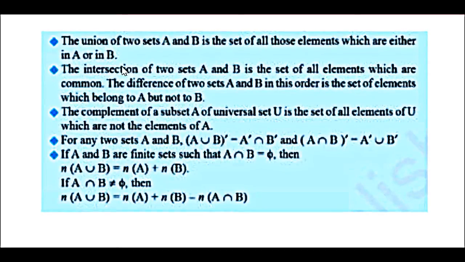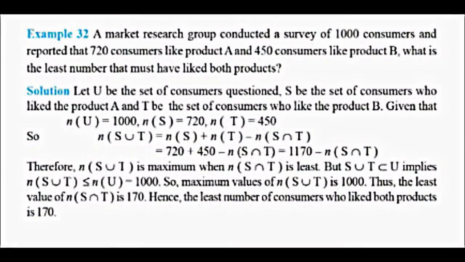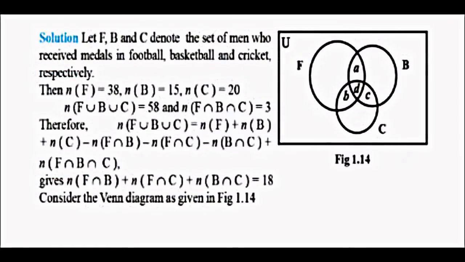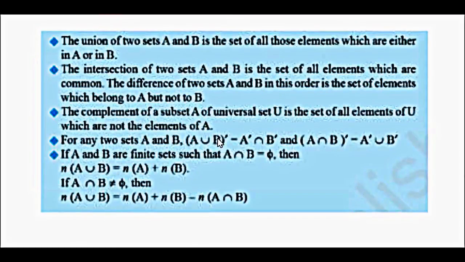The intersection, you can say it is a sort of multiplication, but not exactly. The intersection of two sets A and B is the set of all elements which are common. So you take set A, you take set B, those values which you see in both the sets will come in the intersection. What about difference? If it is A minus B, you remove all the values of B from A, and if you want B minus A, then you remove all the elements of A from B. That will be your subtraction.